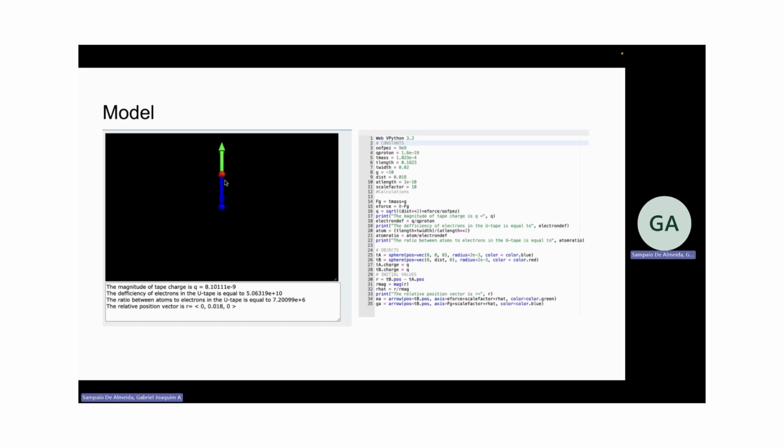This is a graphical representation where the green arrow shows the electrical force between the two tapes, and the blue arrow shows the gravitational force acting on tape B.